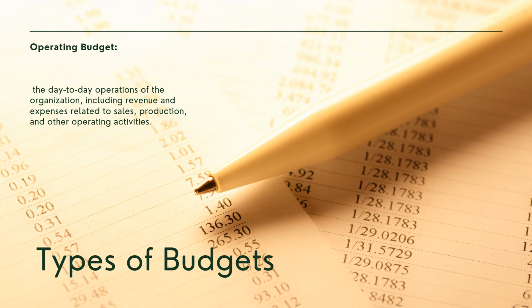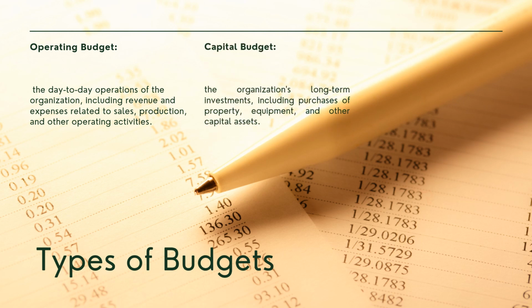The second one is the capital budget. The capital budget concerns itself with the organization's long-term investments, including purchases of property, equipment, and other capital assets. It outlines the organization's planned capital expenditures over a specified period and helps to ensure that the organization has the necessary resources to fund these investments.